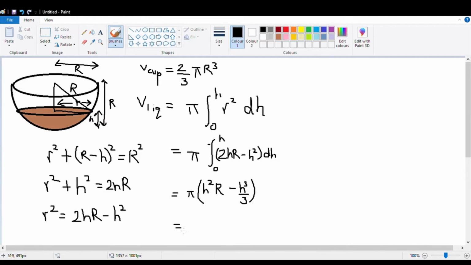Which is just pi h squared by 3 into 3R minus h. Sorry, this is also multiplied by 3. So 3R minus h.